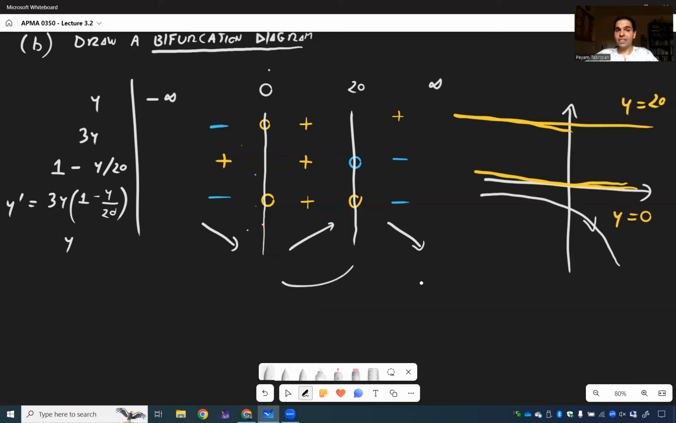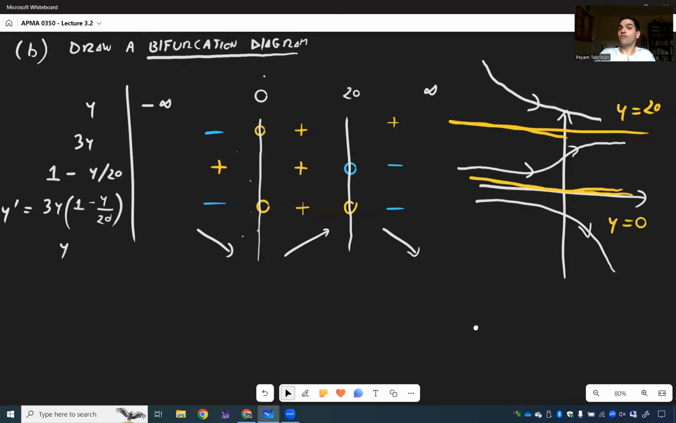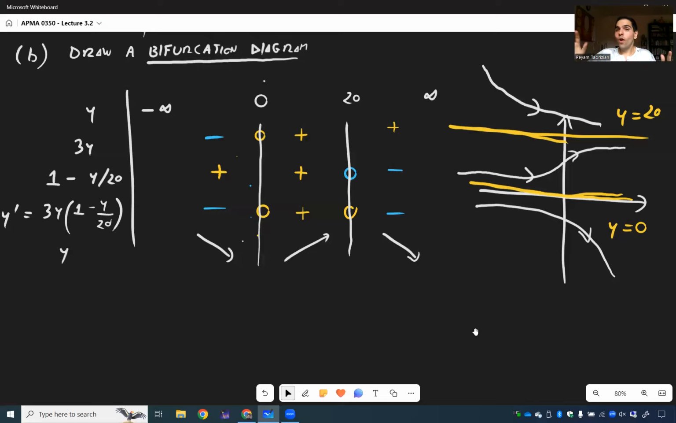But now this is really saying that if the bacteria is between 0 and 20, then the number just increases. So it might start like this and then increases like that. And last but not least, if the number of bacteria is above 20, then it just decreases. It goes down. And there you have sort of a qualitative graph of our solutions. So roughly, this is how the bacteria evolve.